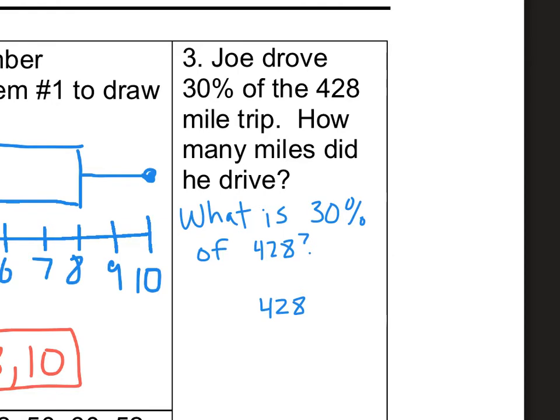We're going to write the decimal form of 30%, which is 0.3. We're going to multiply them, and that's going to give us a smaller number. You'll see. 3 times 8 is 24. 3 times 2 is 6, plus 2 is 8. 3 times 4 is 12. Now, how many decimal place values were in my problem? 1. So I need 1 in my answer. 128.4 miles is how far she's driven. Or Joe, sorry, he's driven.